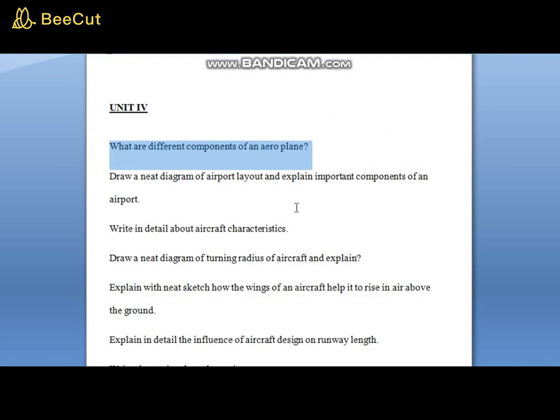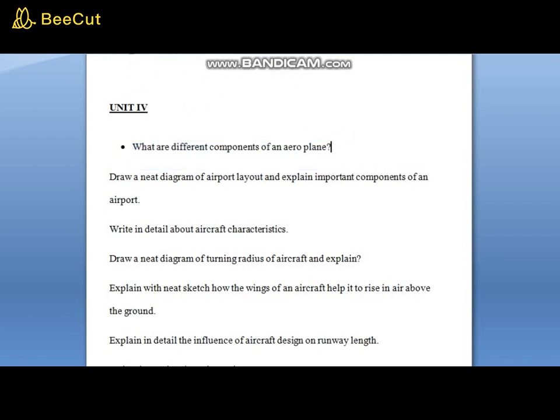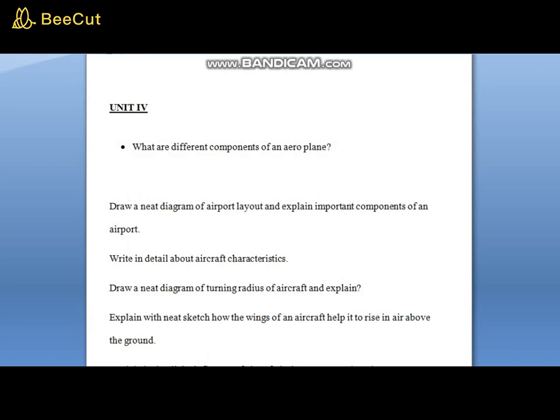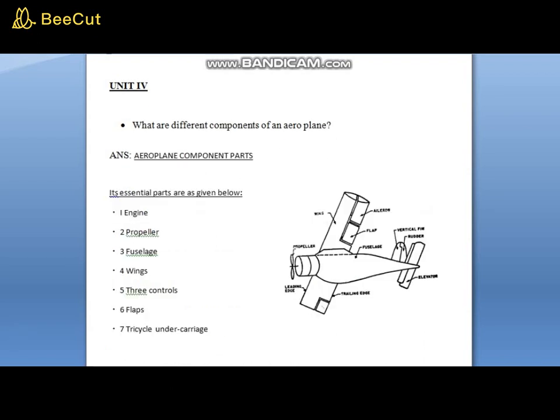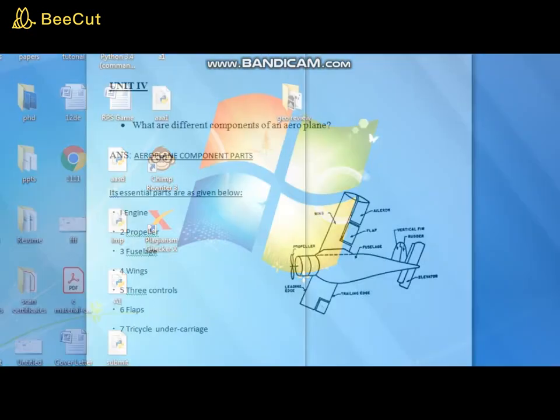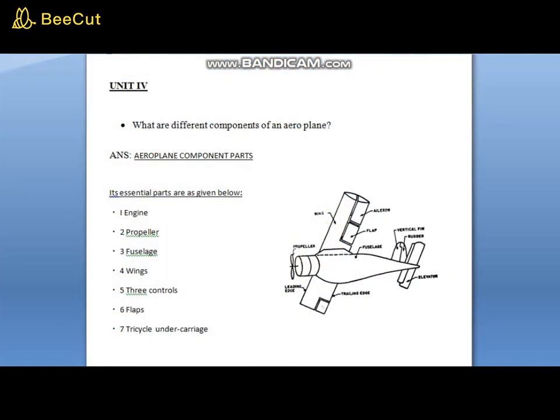When we talk about the different components and parts of an aeroplane, we need to draw a diagram for this. If we draw a diagram it will be good, or you can also describe without drawing. So what are the different components of an aeroplane? The answer is the following. This is the diagram of the aeroplane.